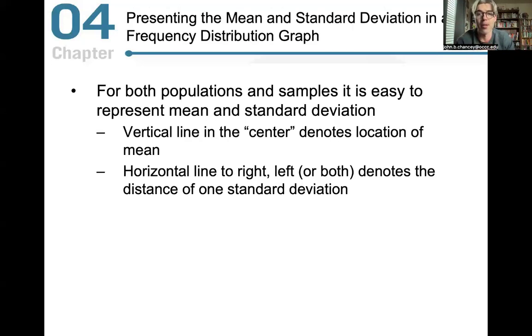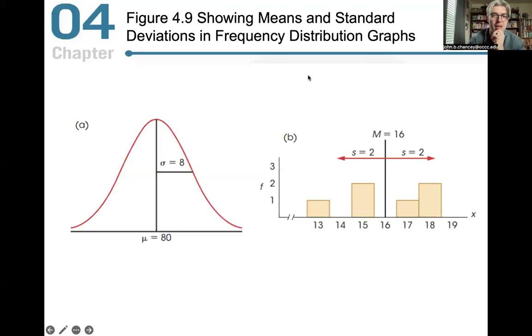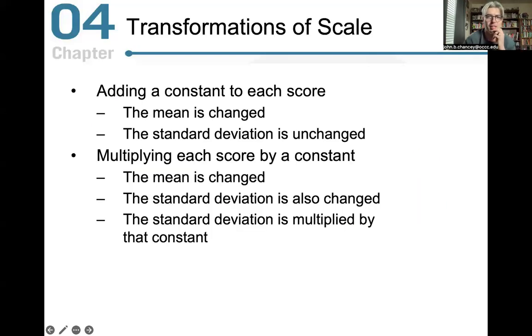When we're talking about populations and samples, it's easy to represent the mean and standard deviation. You have your vertical line in the center that typically denotes the mean, and a horizontal line to the right or left denoting standard deviation. So you might see it depicted this way. Here's our mean, and here's variance. Here's our mean, and we're looking at the spread of our scores over here. So there are a couple of different ways you might see that depicted.